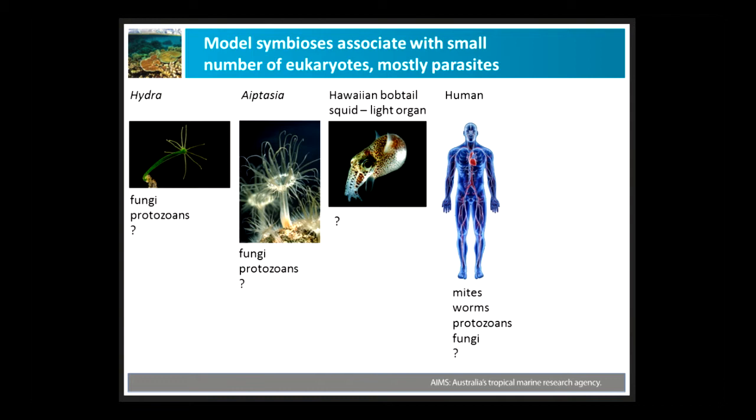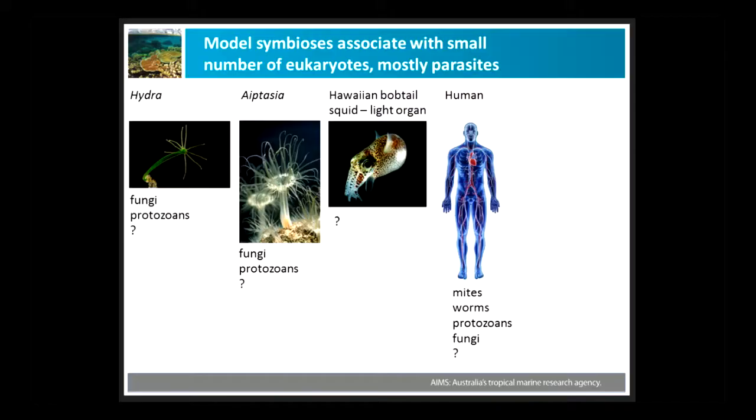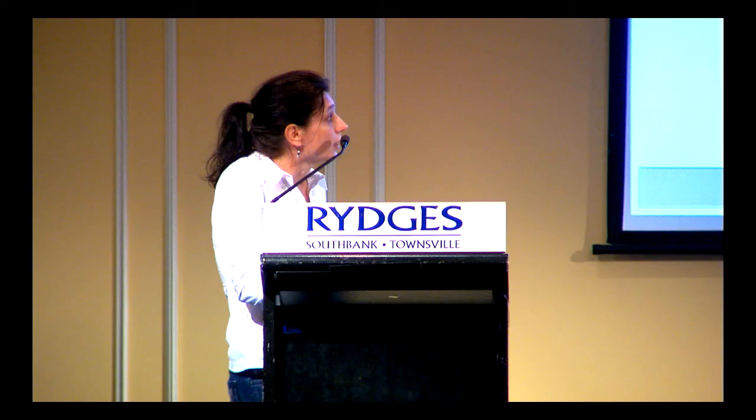One of the best-studied marine symbioses is the light organ in the Hawaiian bobtail squid, in which the light organ is colonized by a single bacterium, Vibrio fischeri. And as far as we know, there are no eukaryotes associated with this light organ. Of course, one of the best-studied symbioses is the human microbiome, and in particular the human gut microbiome. But there again, eukaryotes are mostly parasitic eukaryotes that associate with humans: mites, worms, protozoans, fungi. But the diversity that we see in a coral is non-existent.